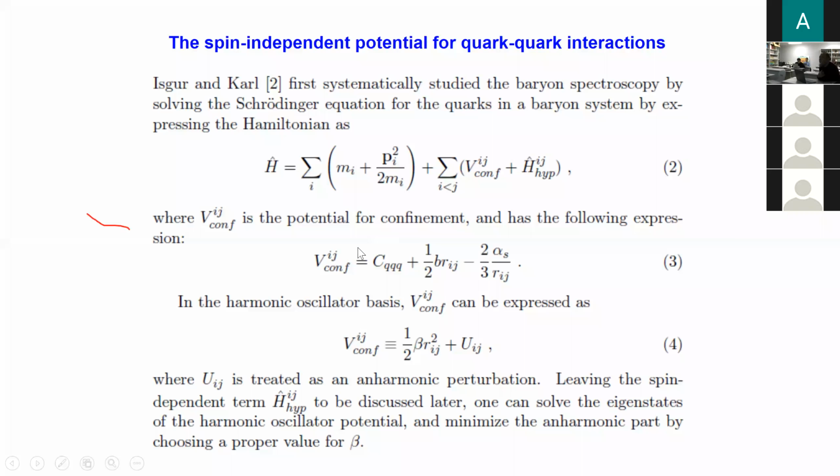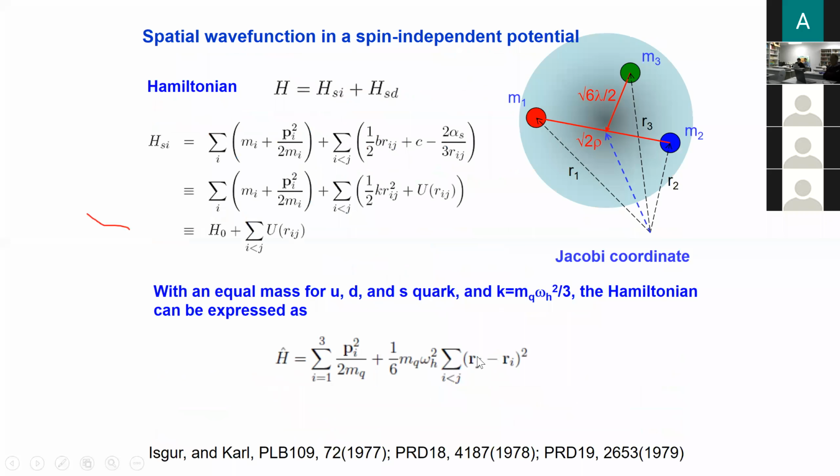They propose that this confinement potential can be mimicked, or simulated, by a harmonic oscillator plus an anharmonic part. By doing this and minimizing this U_ij, you can actually have a harmonic oscillator potential. Treating this U as a perturbation, this harmonic oscillator potential can be analytically solved. Therefore, you can see in the literature that the Isgur-Karl model gives an explicit form for the wave function when this Schrödinger equation is solved.